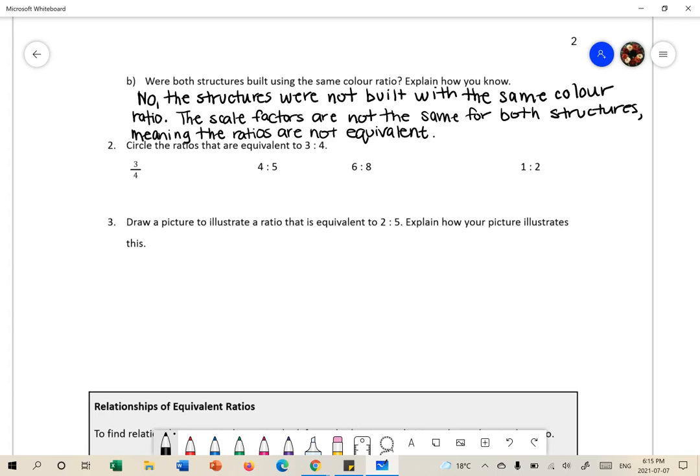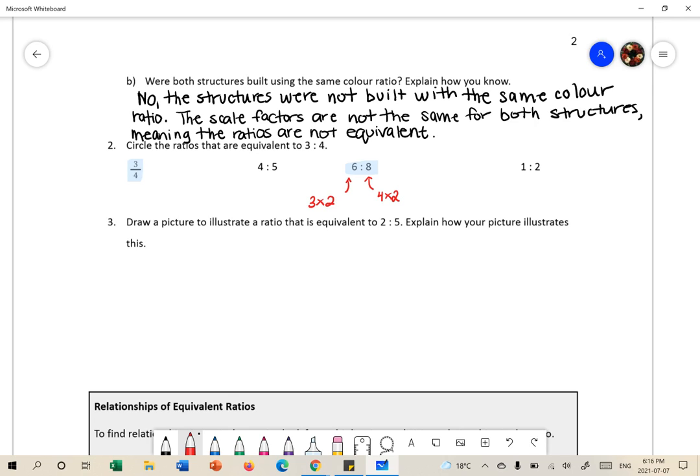Question 2. Circle the ratios that are equivalent to 3 to 4. Remember, we said that ratios and fractions represent the same information. So fraction 3 over 4 is equivalent to 3 to 4. 6 to 8 is also equivalent. If you multiplied 3 by 2, you would get 6. And if you multiplied 4 by 2, you would get 8. So 3 to 4 and 6 to 8 are equivalent ratios.